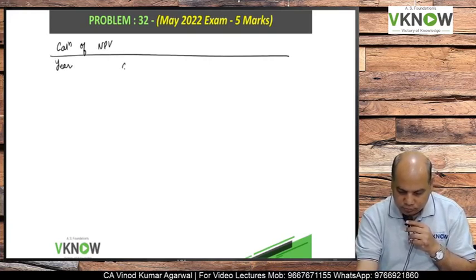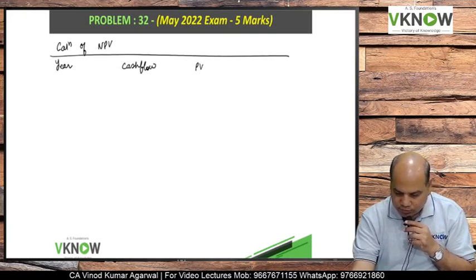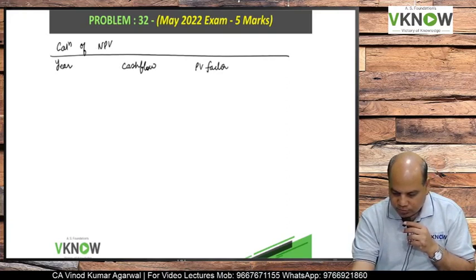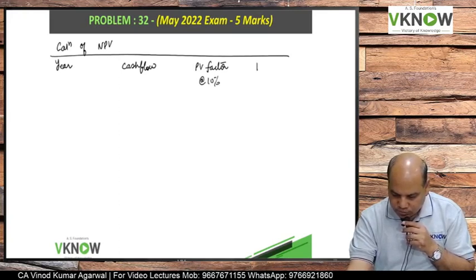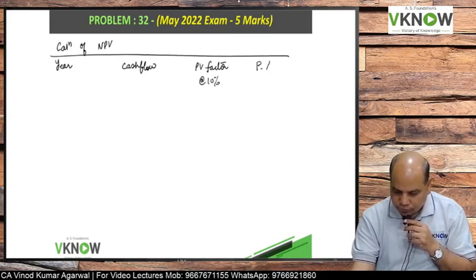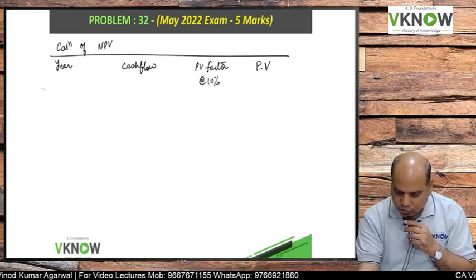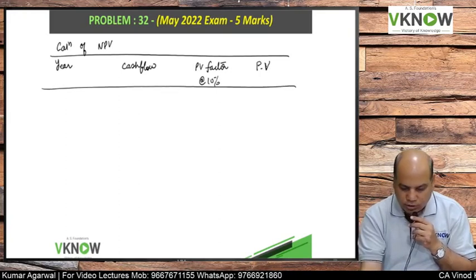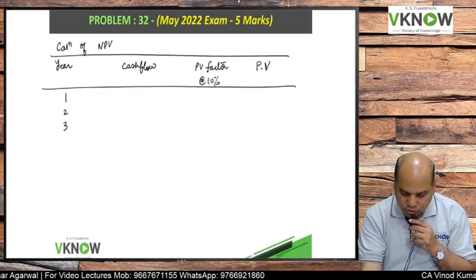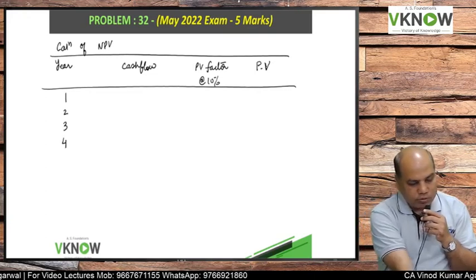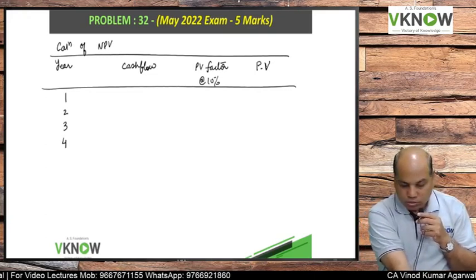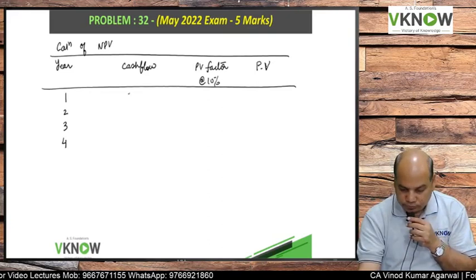Year, cash flow, PV factor, at what rate? At 10%, and present value. Listen to me and then write. 1, 2, 3, 4. Are you there? Yes, sir. Or you have gone into sleep mode? No, sir.